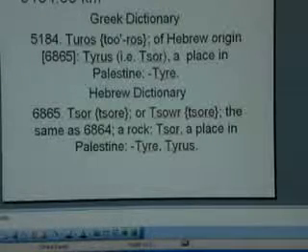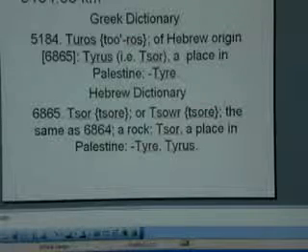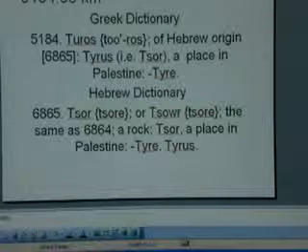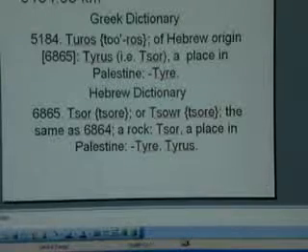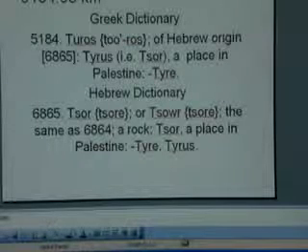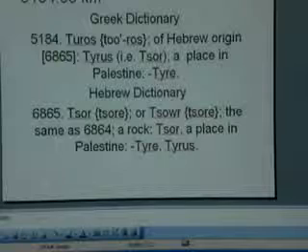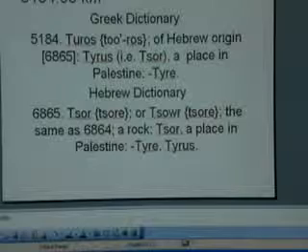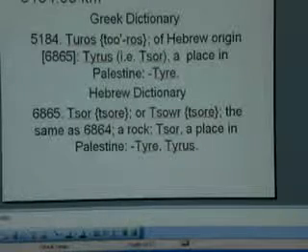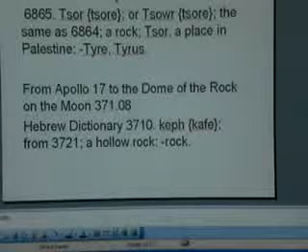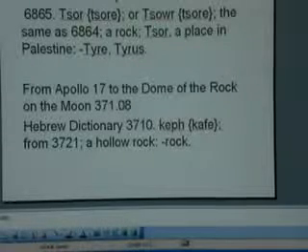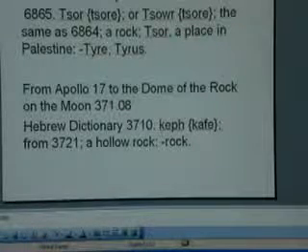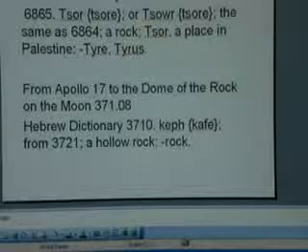The number 5184.63 is 5184 Greek Turos of Hebrew origin 6865, a place in Tyre, which is the word rock. So we've gone from Apollo 11 through to 17 to the rock of the dome, and we have the word rock. From Apollo 17 to the dome of the rock on the moon is 37108. 3710 in Hebrew is rock.